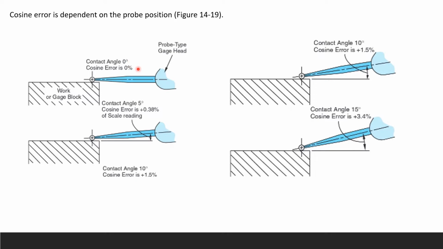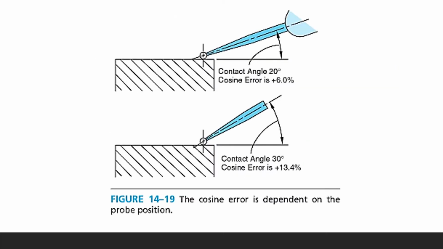So when you take a look at it, contact angle 0 going all the way to 15, you see cosine error going from 0% to 3.4%, very proportional. At 20, cosine error is at 6%. Now 30 angle, okay? So here's your probe, your angle is measuring from 0 like that. At 30, your cosine error is 13.4%, going up together. Therefore, cosine error is dependent on the probe position, making the angle between your measuring object right there and that's your reference line.